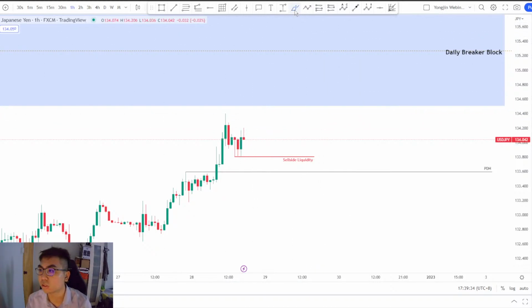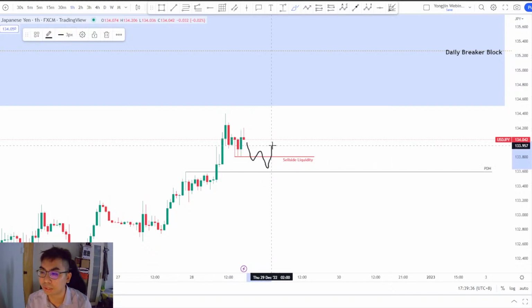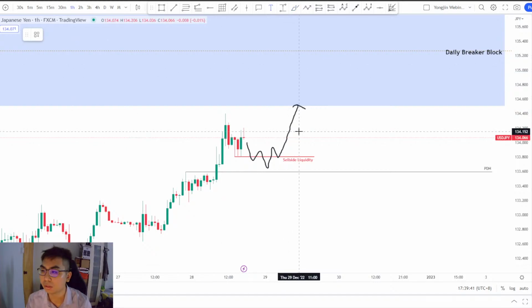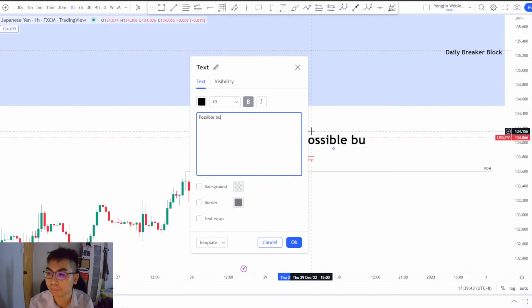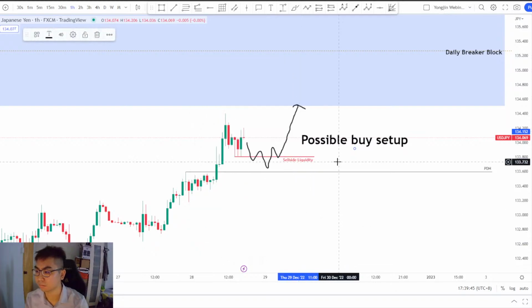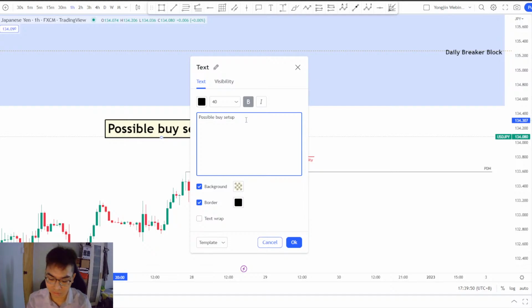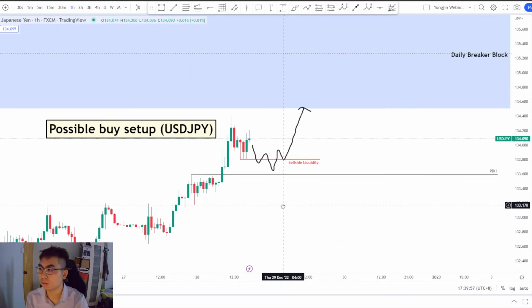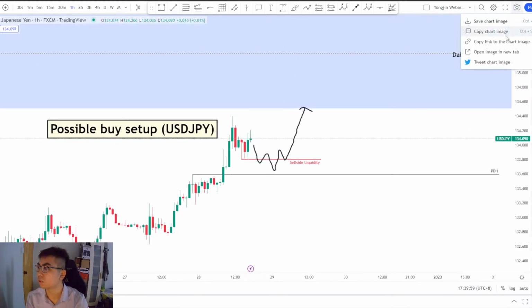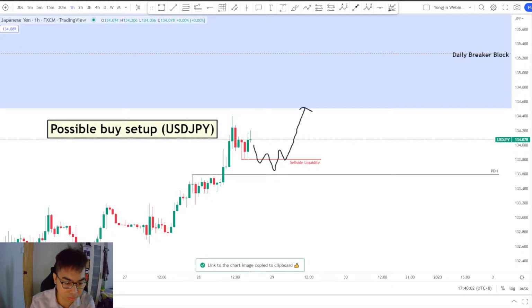So maybe I should screenshot this down and send it to chat so those who have joined later will not miss out. So let's name it possible buy setup. And this is USD JPY. Okay. Got this. So this is for USD JPY, possible buy setup 1 hour.